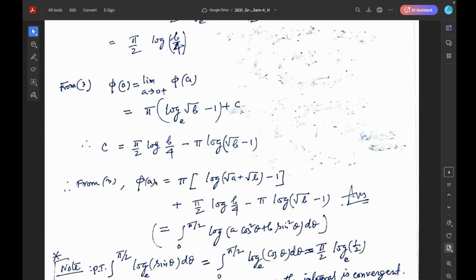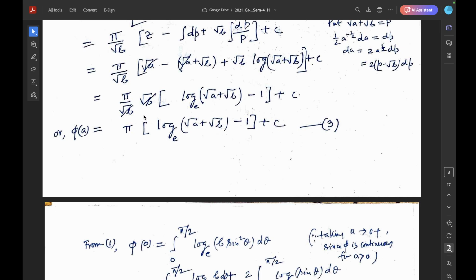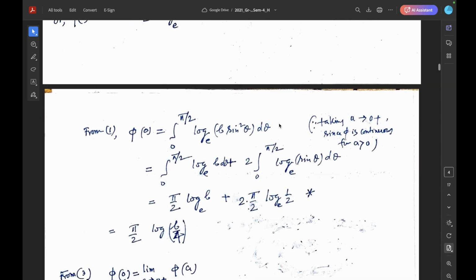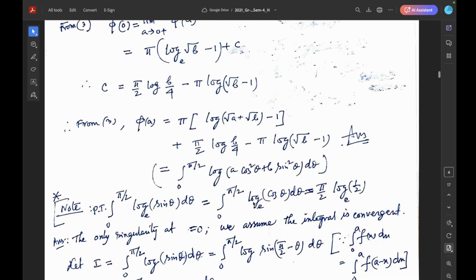Hence phi a, which means this integration 0 to pi by 2 log of bracket a cos square theta plus b sin square theta d theta, equals, from 3, pi into bracket log of square root of a plus square root of b minus 1 plus c, and the value of c is this. So this is pi by 2 log of b by 4 minus pi into log of square root of b minus 1, and this is the answer.